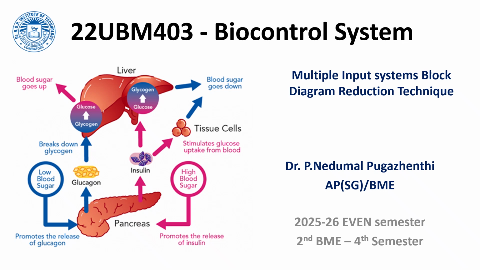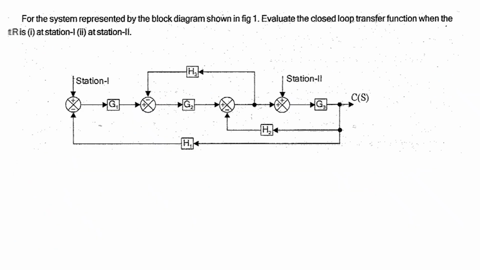So we know that block diagram reduction is a very powerful technique used to reduce a closed loop system into a simple open loop system. Let us take this example where we have two inputs coming from station 1 and station 2. We are supposed to find the relation between the output C of S with respect to the first input and the second input.